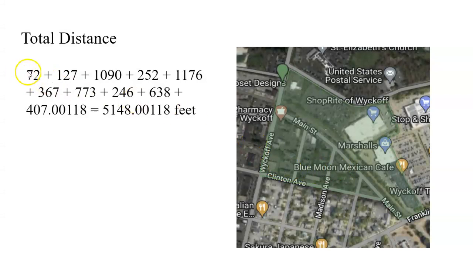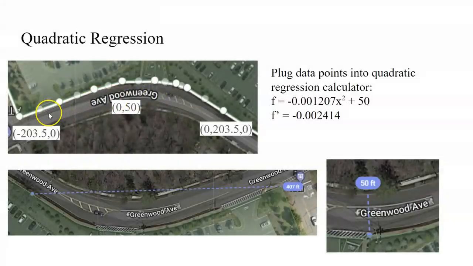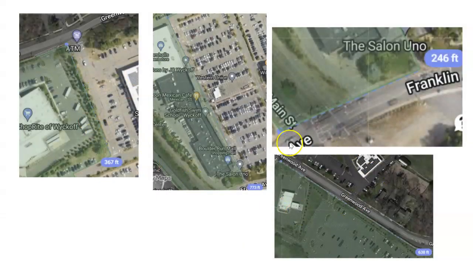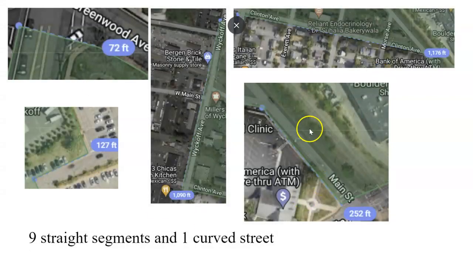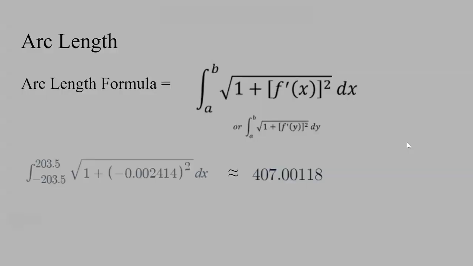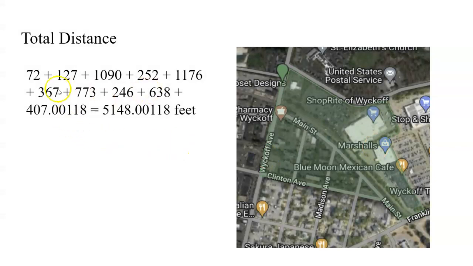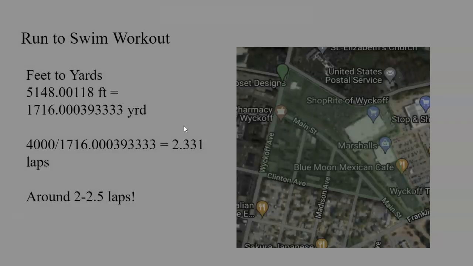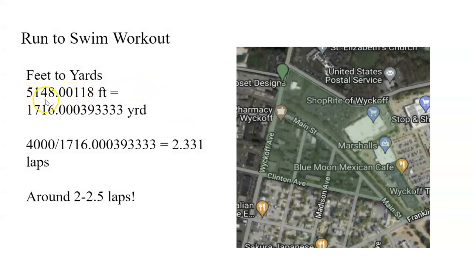So then I added up all of the segments from before, these right here, and these. And I add them all together in addition to the length of the curve to find the total distance of the trail. So the total distance of the trail was around 5,148 feet, which is a little under a mile.